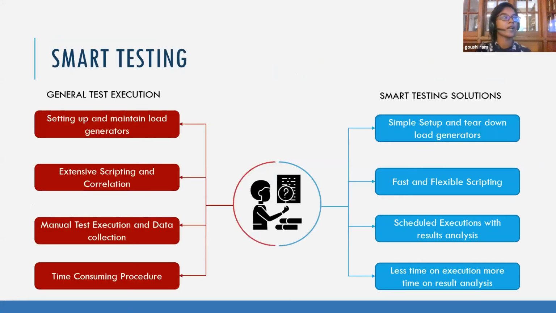So the next best practice that we are going to talk about is smart testing. Generally, performance test is executed manually. This manual execution is something we cannot perform repetitively, and it's not an ideal solution for us within the DevOps cycle. So we need to come up with smart solutions for the steps that we carry out within the general test execution. This is a comparison of the general tests that we carry out and how we can come up with smart solutions for it.